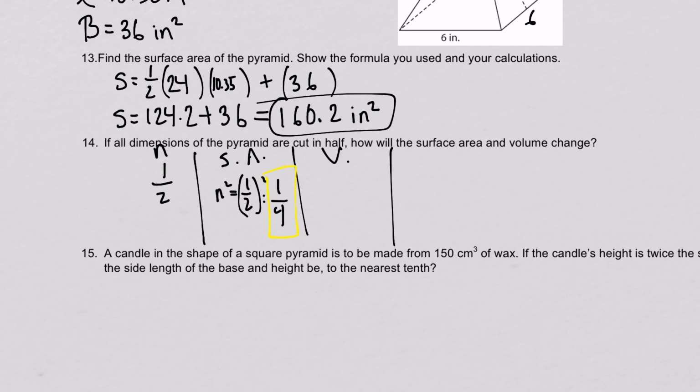Okay, if you cut every dimension by 1/2, then you don't cut the surface area by 1/2, you cut the surface area by 1/4. How will the volume change? Well, again, the same rule still applies. It'll be n cubed, which in this case is 1/2 cubed. 1/2 times 1/2 times 1/2, which gives you 1/8. The volume will change by 1/8. It'll be 1/8 of the original.